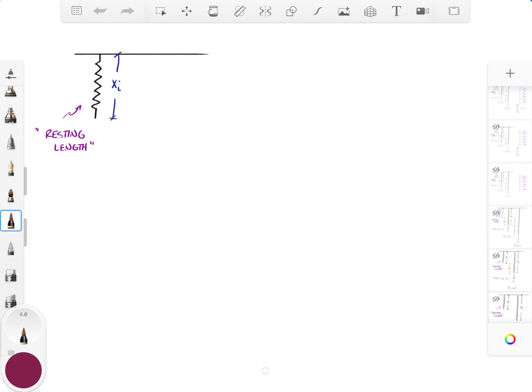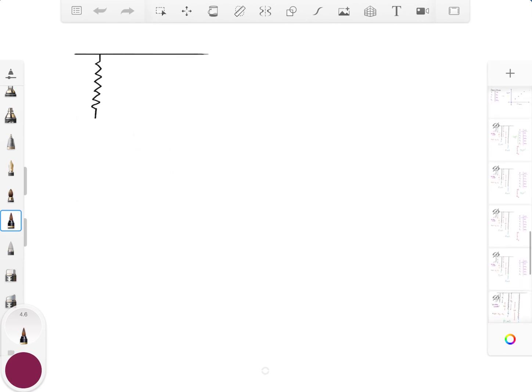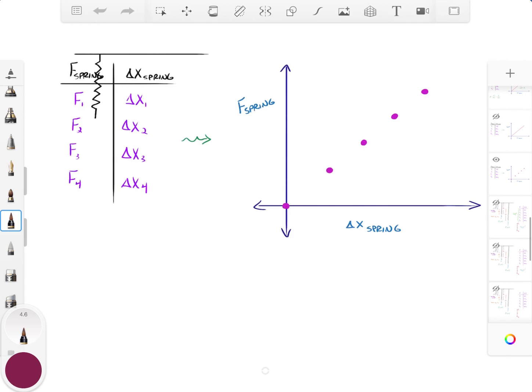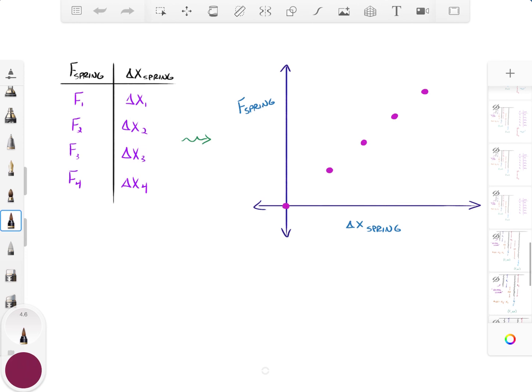Once that information has been collected, we can take that information and start to plot it.